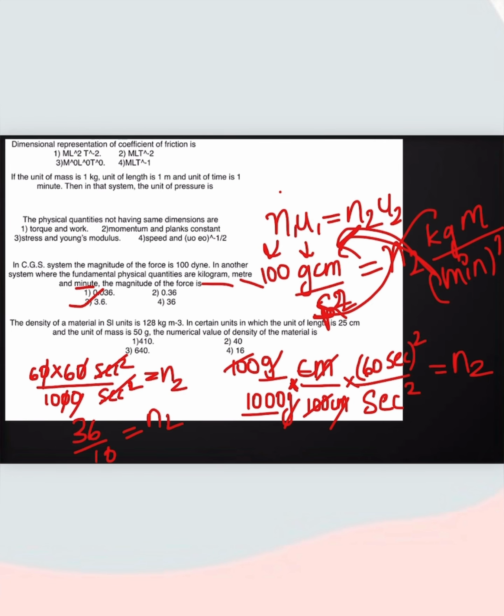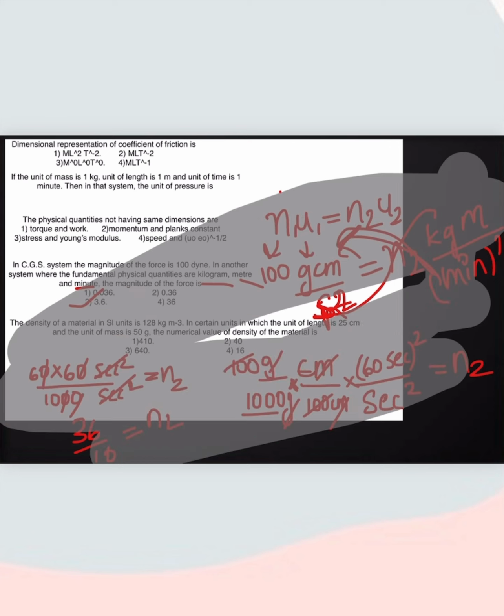So first, n1 u1 is equal to n2 u2. 100 gram per centimeter second square into kilogram meter per minute square. Equating 1 kilogram is equal to 1000 gram and 1 meter is equal to 100 centimeter, we can get this answer.